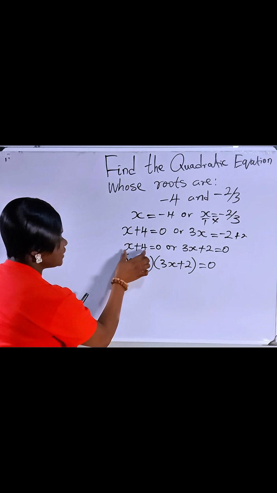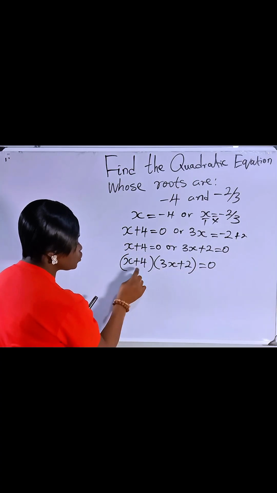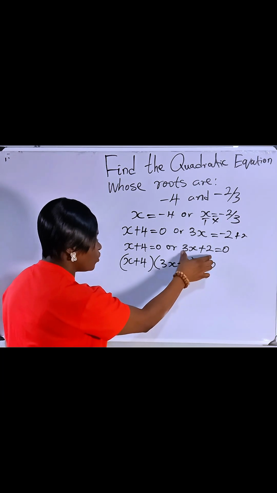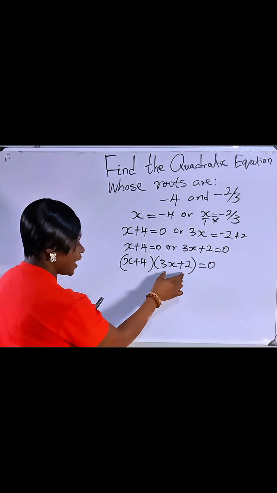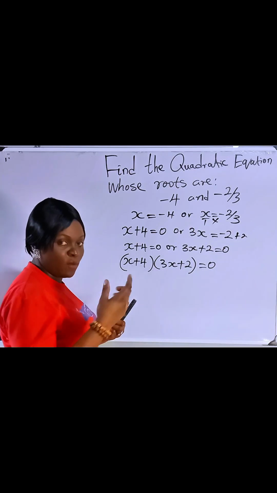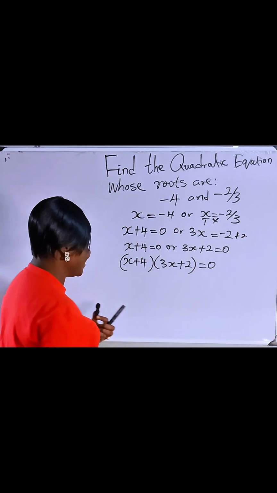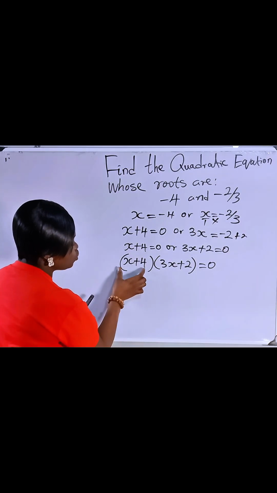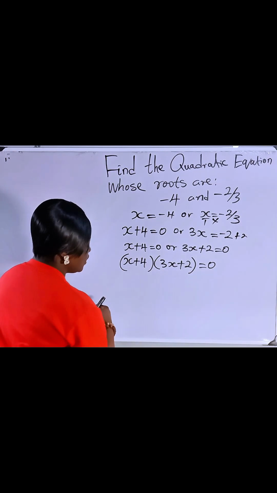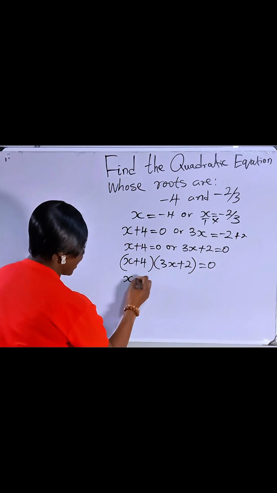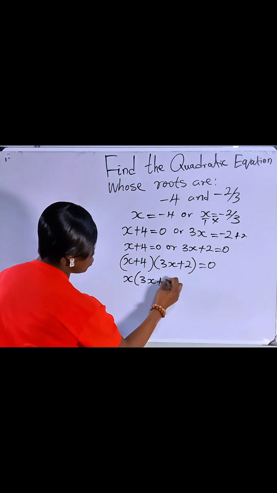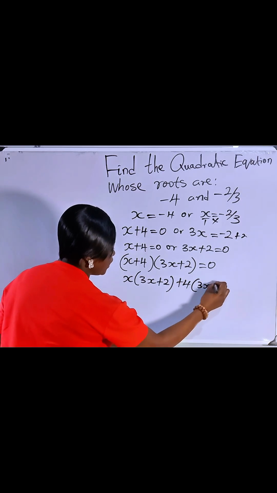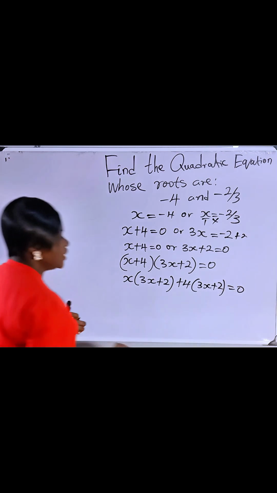Since x plus 4 equals 0, if we substitute 0 here and multiply, this will become 0. And if this is 0, then the whole product will be equal to 0. I hope you are getting what I'm saying. You can share your idea in the comment section. So from here, we are going to use these two terms and multiply them. So x will be multiplying these two terms. We have x in bracket 3x plus 2, plus 4 in bracket 3x plus 2, and this equals 0.